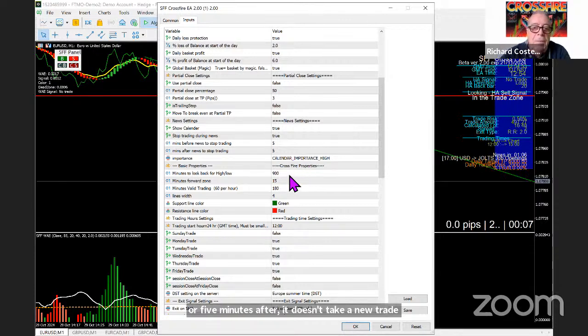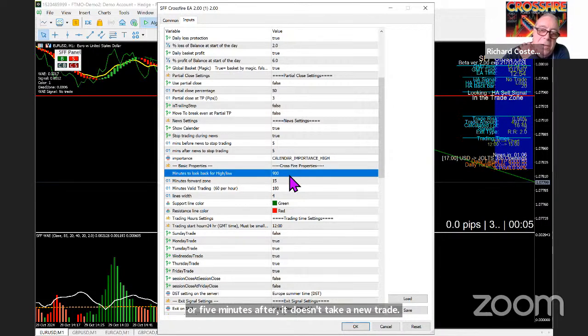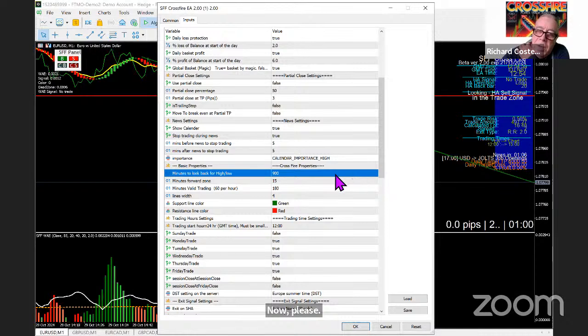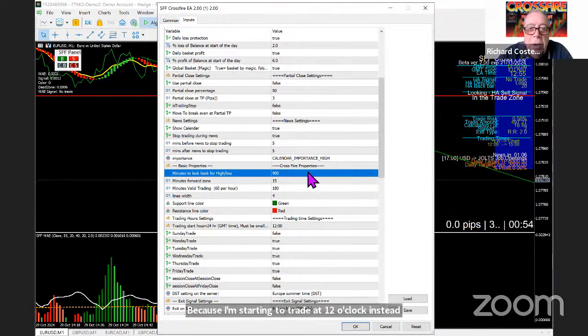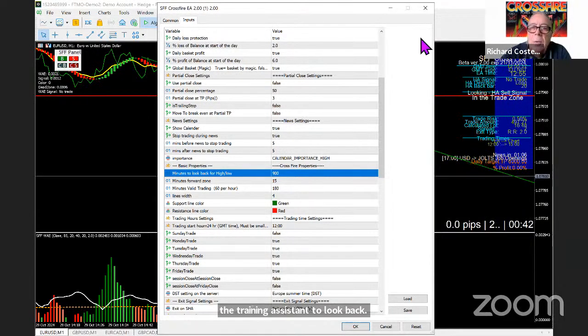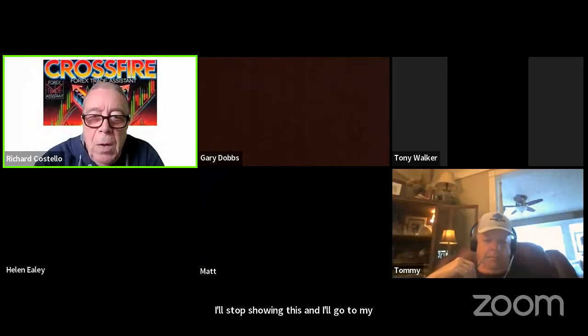Now this 900, having just realized that because I'm starting to trade at 12 o'clock instead of 1 o'clock, I should really have changed that, because what I'm doing here is I'm asking the trading assistant to look back, and I'll show you something. I'll stop sharing this and I'll go to my trading view.